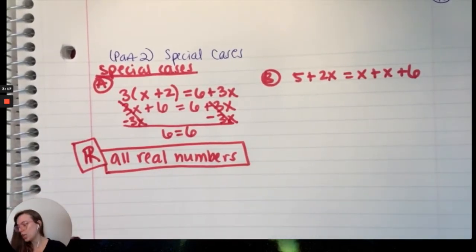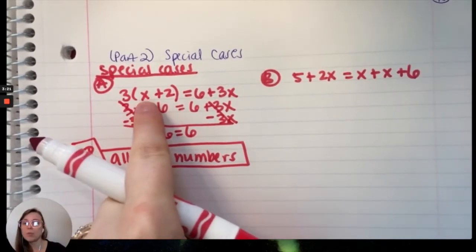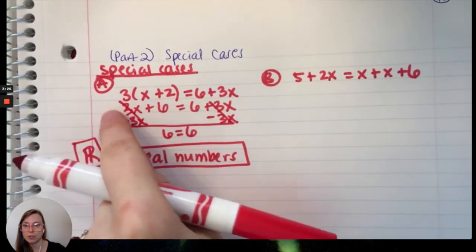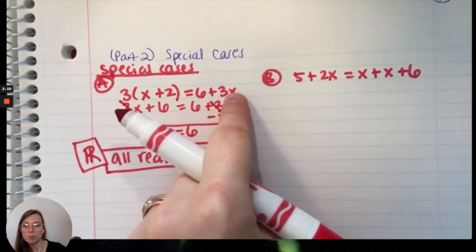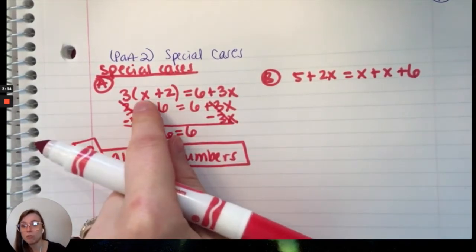Both ways work. Now, plug in numbers. Substitute in. What if we plugged in 3? If you plugged in 3 here, you would end up with 3 plus 2. That's 5. 5 times 3 is 15. Okay, left-hand side is 15. 3 times 3 is 9 plus 6 is 15. That's true. Okay, what about negative 1?